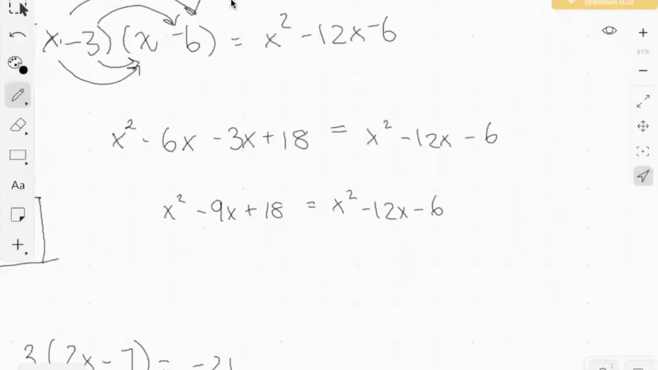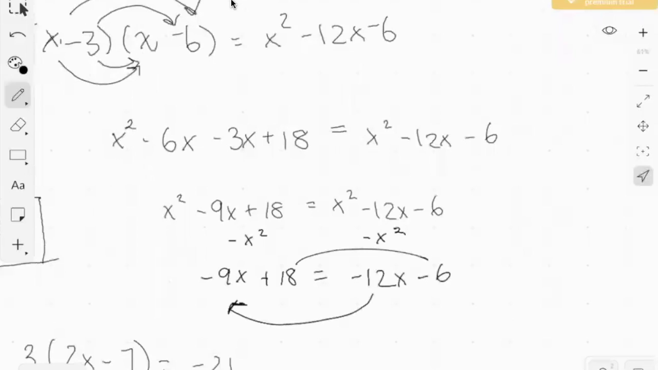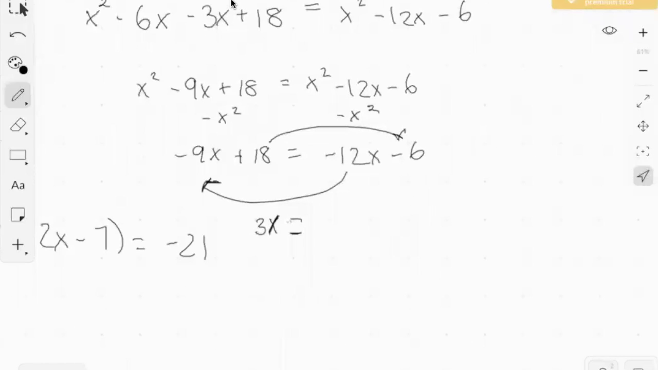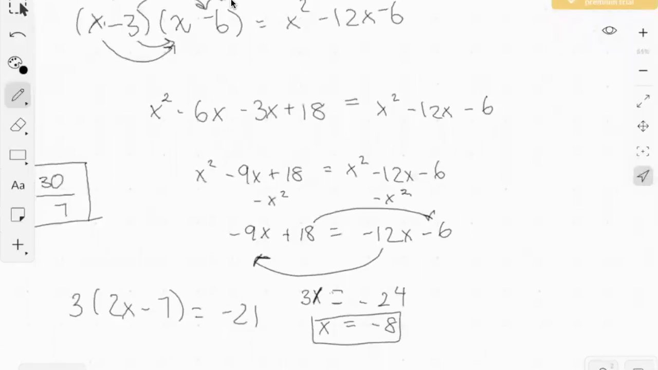So we can subtract x squared from both sides. Okay, so negative 9x plus 18 equals negative 12x minus 6. We can move the negative 12x to this side, and then we can move the 18 to this side. So negative 9x plus 12x will give us 3x, and then negative 6 minus 18 will get us negative 24. And then divide everything by 3, and we will get x equals negative 8. And that is our answer.